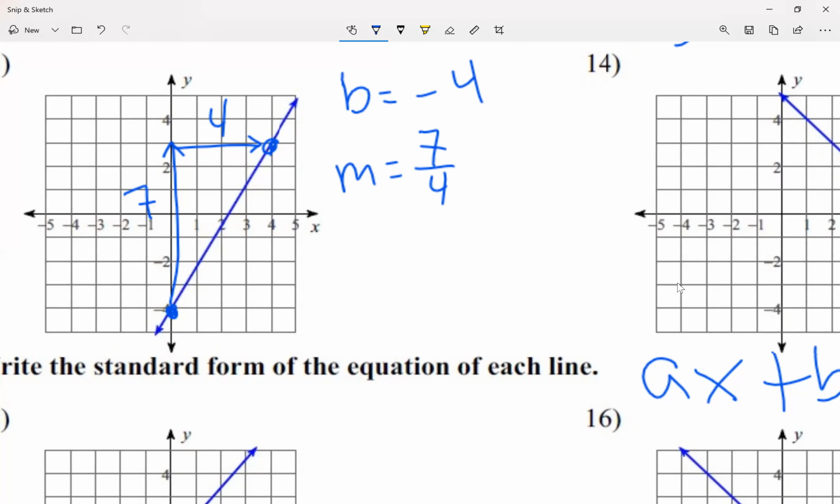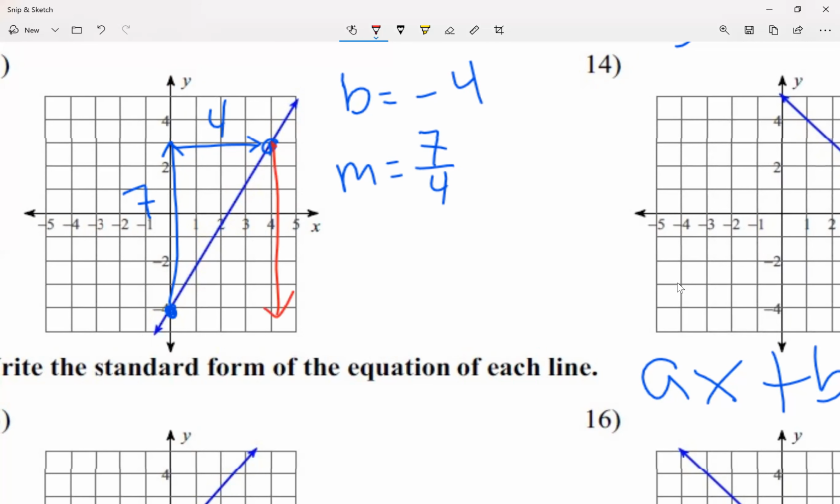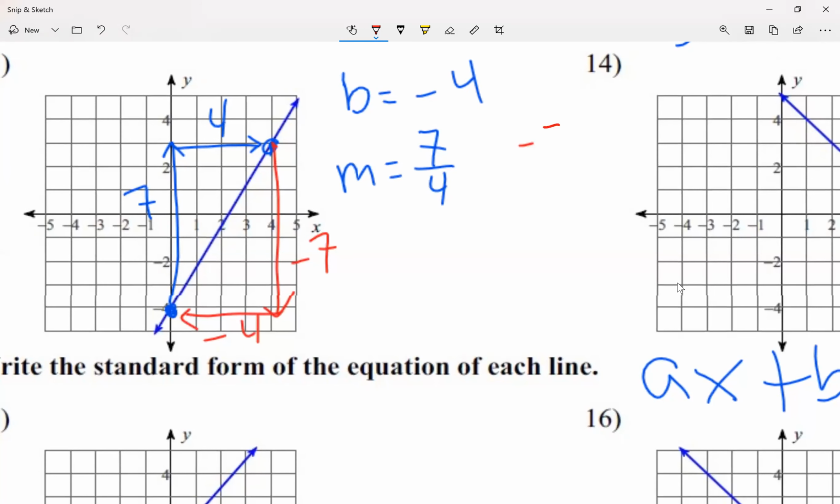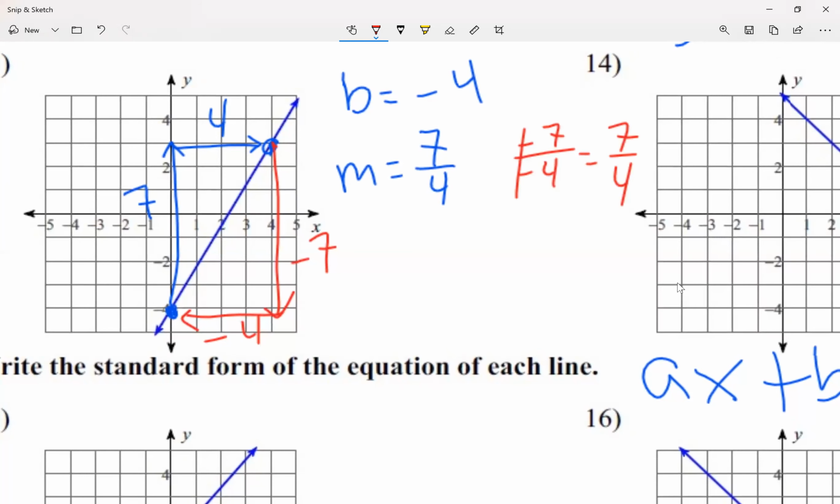Now, some of you might be wondering, what if I started from the other point? Let's take a look. You will go down 7, so that's a -7 because you go down. And then you go to the left, so that's a -4. Remember, when you go down it's a negative. When you go to the left it's a negative. So that would have given me -7/-4. The negative signs cancel out, so it's still 7/4. So that's why I said it doesn't matter which point you start from.